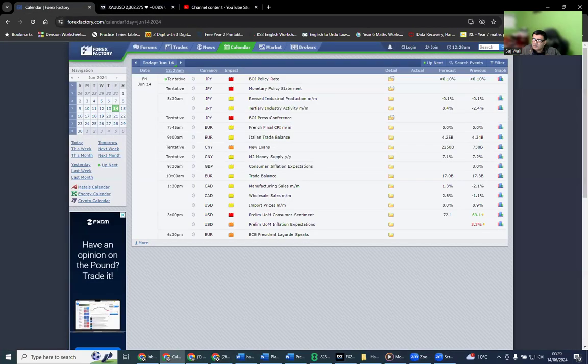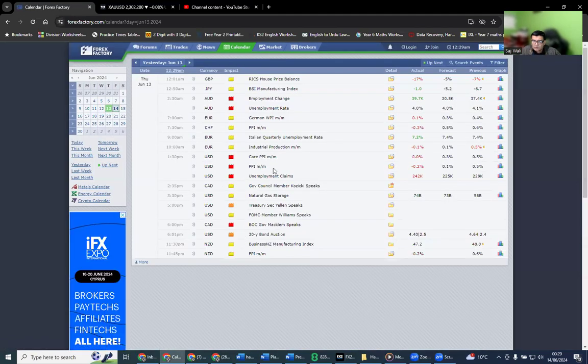Let's start our analysis for 14th of June 2024. Well, let's see what's happening on the news. Today, the 13th, we had some news at 1:30, and that was the main news we had. We'll check in shortly how the market moved according to the news.